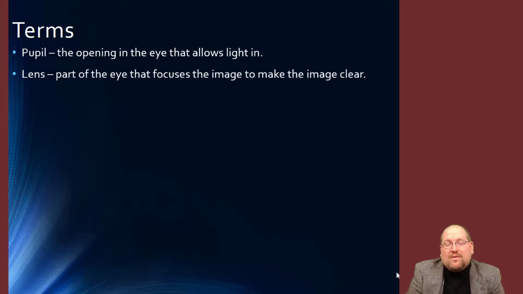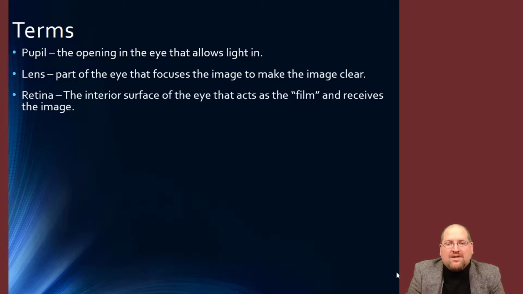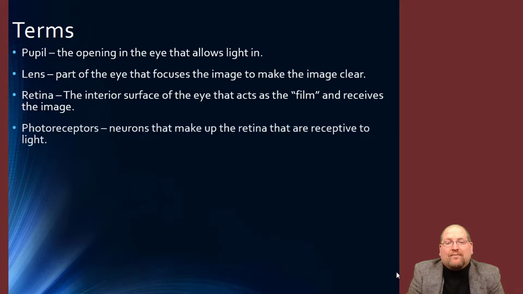Basically, the lens helps us with nearsightedness or farsightedness. The retina is the interior surface of the eye that acts kind of as the film, which receives the image that passes through the pupil and the lens. We'll certainly be talking more about that. Photoreceptors are the neurons that make up the retina that help us to receive that light information.